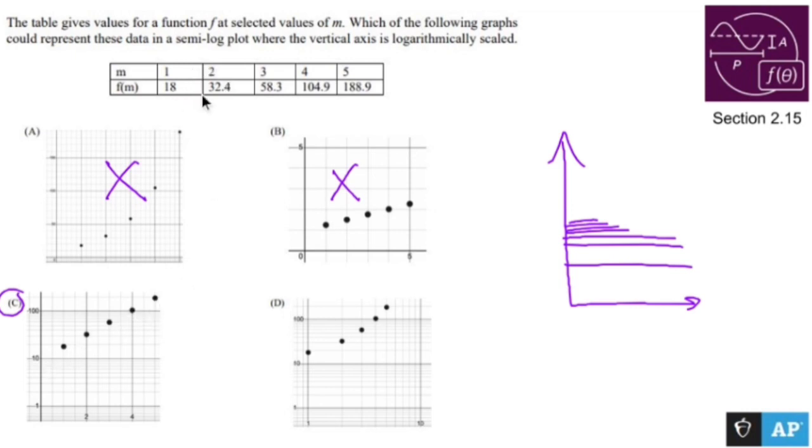Looking at these numbers, you know that these numbers are not linear. This guy gives you something that's curved. Again, one last time, the goal of a semi-log plot is to represent logarithmic data as something that looks linear, and C is the guy that does that.